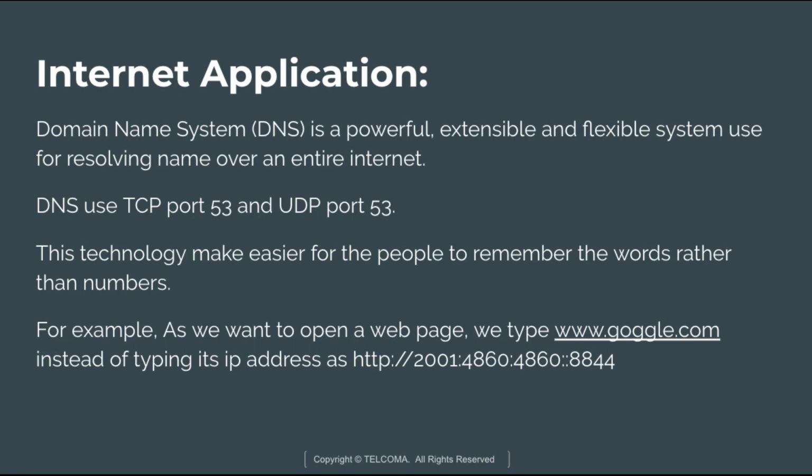For example, when we want to open a web page, we type www.google.com instead of typing its IP address, that is, http://2001:4860:4860::8844. So instead of typing the IP address of this website, we only type the name, or the domain name, of this website. This means it is easier for us to remember words rather than IP addresses.